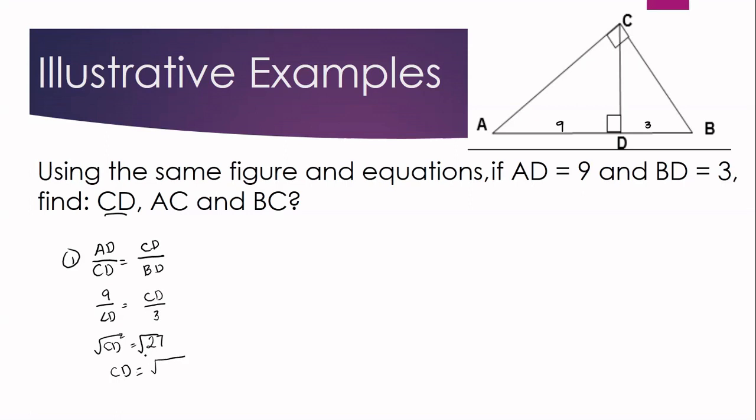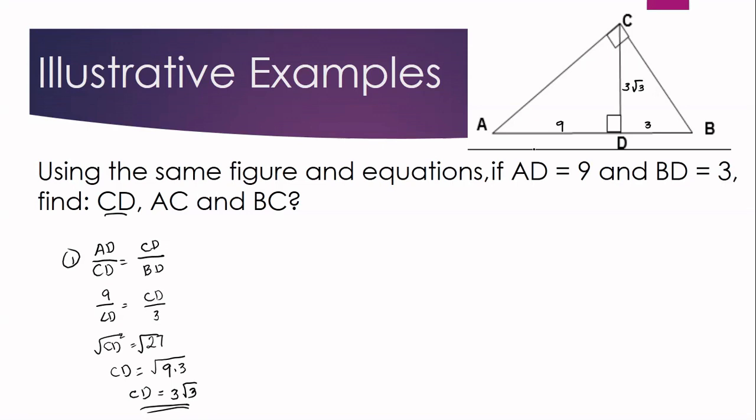27 is not a perfect square, but let us simplify. The correct factors of 27, we have 9 times 3. So, that CD is equal to the square root of 9 is 3. So, the measure of CD is 3 square root of 3. So, ang CD natin, the measure is 3 square root of 3.